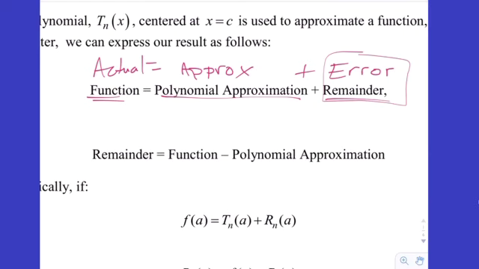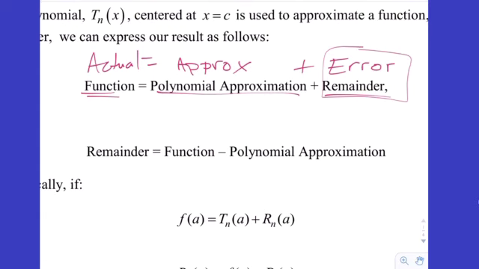So if we simply solve that, we get the remainder is equal to the function minus the polynomial, and this would be then the actual minus the approximation, and we can call that the remainder. And what we typically do, remember, is we take the absolute value of it. If you don't take the absolute value of it, then it could be informative, because then the sign will tell you if your approximation is too big or too small. And remember, with alternating series, that's always a possibility.